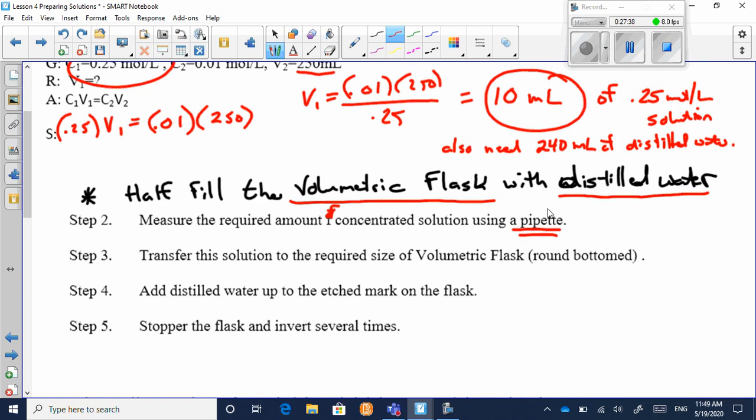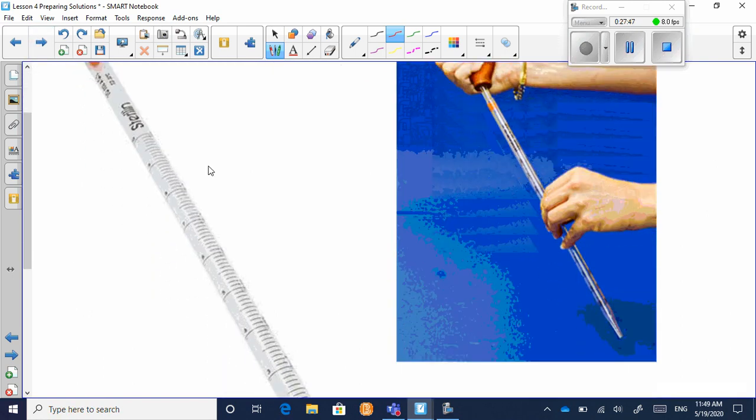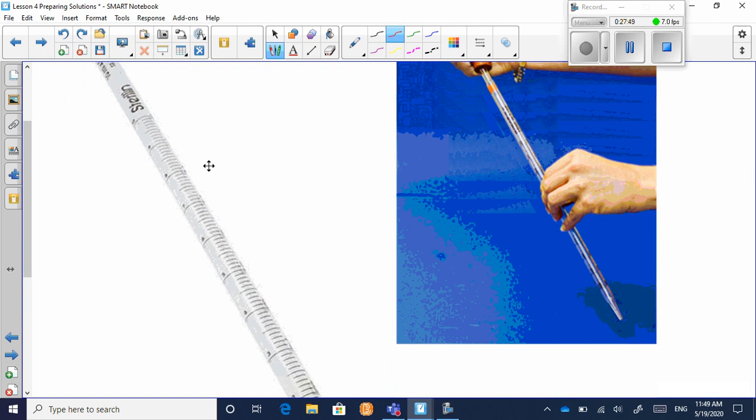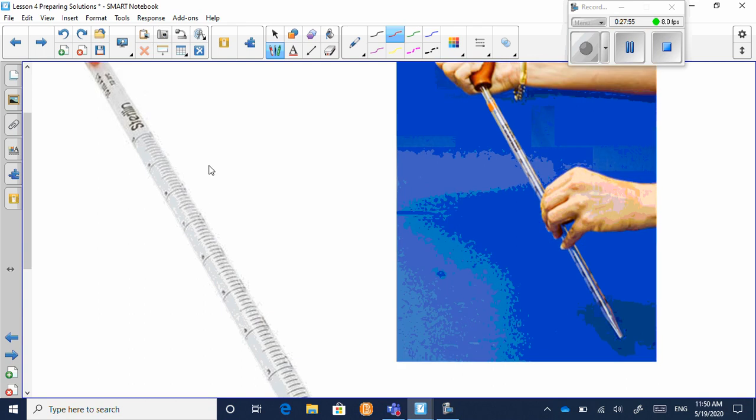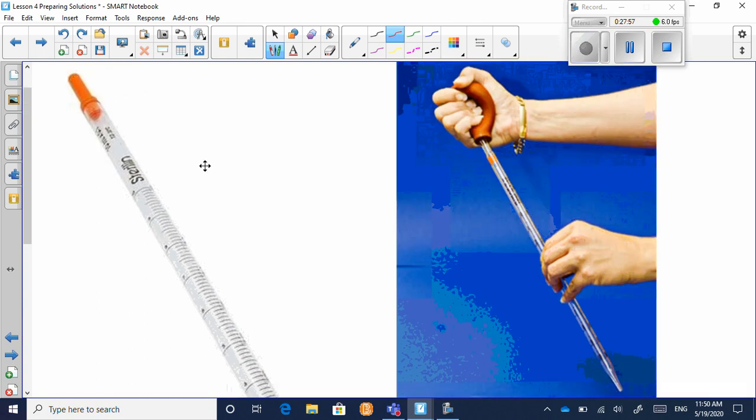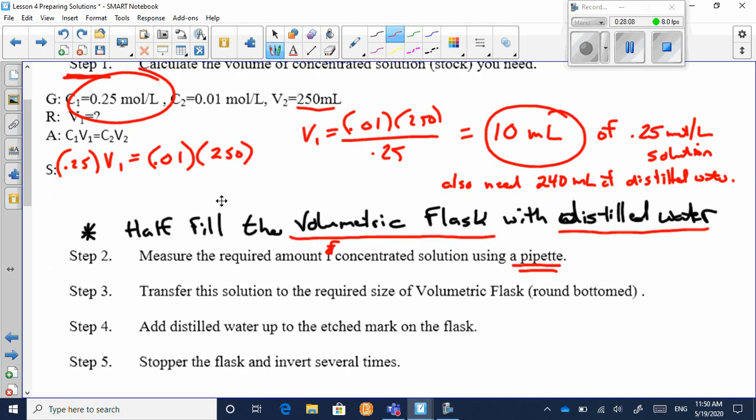Now, in the video I'm going to include with this lesson, it's going to show you the process. But let me just show you what a pipette looks like. These are long, skinny tubes, and they're used to give you very accurate volumes. The fact that they're so thin gives you this accurate volume. And there's the bulb that you use to suck them up with. The video will show you this. So you use a pipette to transfer the concentrated solution, in our case the 10 milliliters.